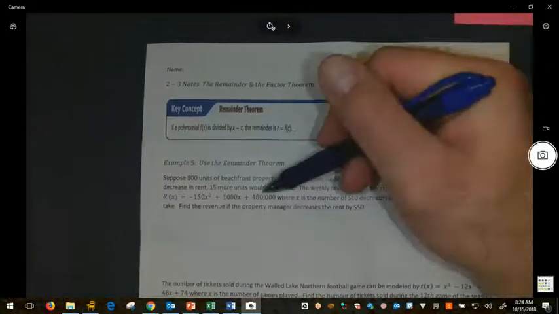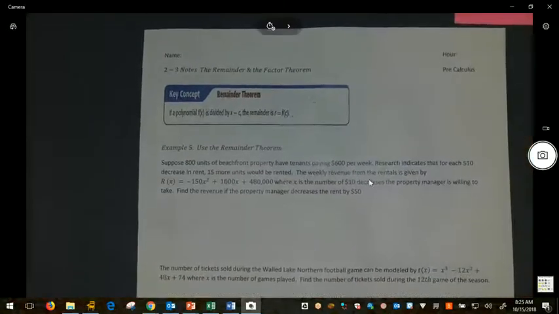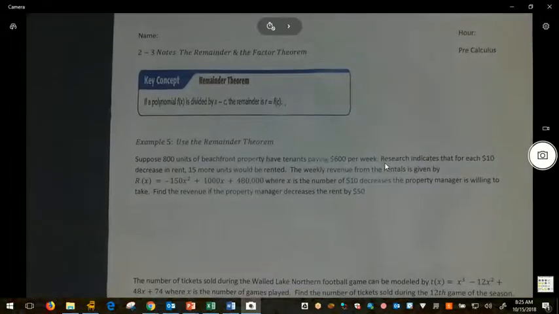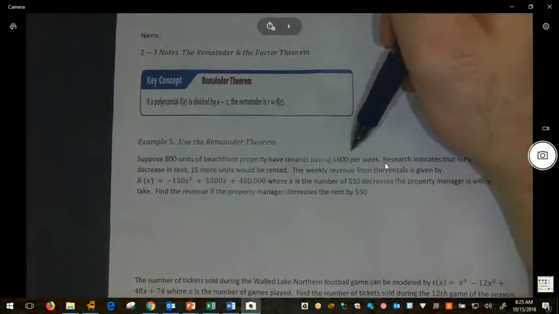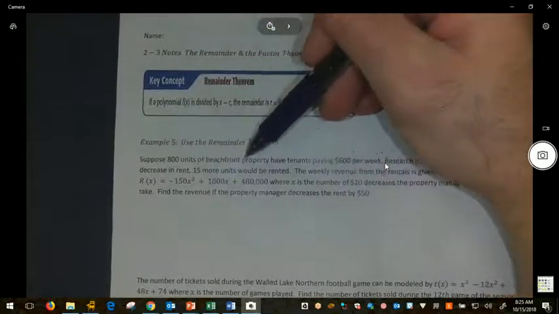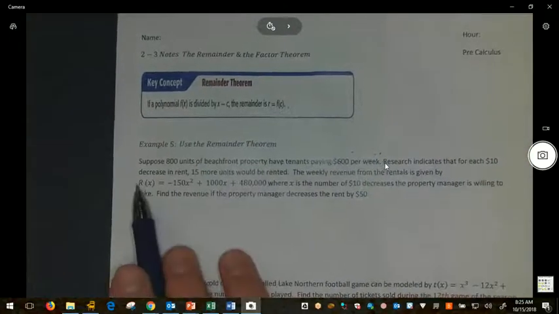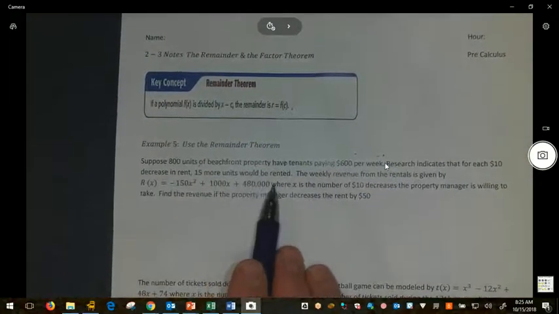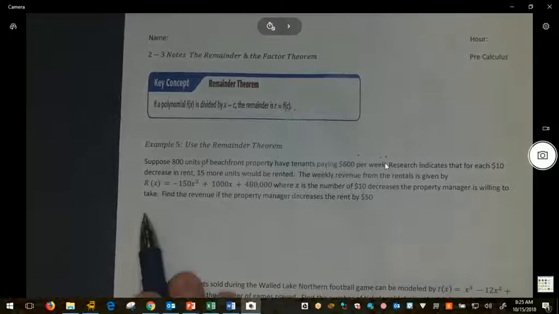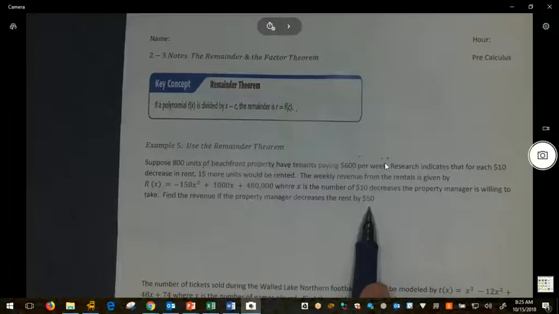Instead of just plugging in values into the function, we're actually going to practice the remainder theorem for when it becomes a little more relevant. So we have example 5, the remainder theorem. Suppose 800 units of beachfront property have tenants paying $600 per week. Research indicates that for each $10 decrease in rent, 15 more units would be rented. The weekly revenue from the rentals is given by this function. It's a quadratic function, where x is the number of $10 decreases the property manager is willing to take. Find the revenue if the property manager decreases rent by $50.